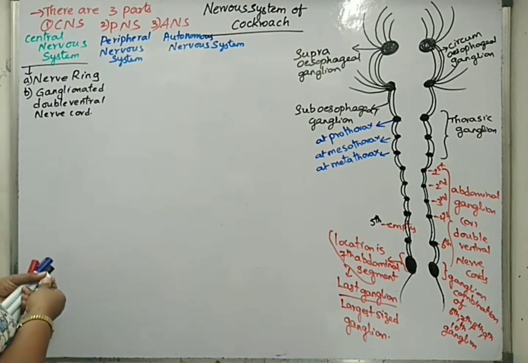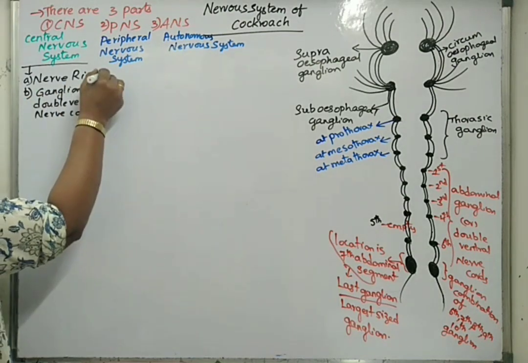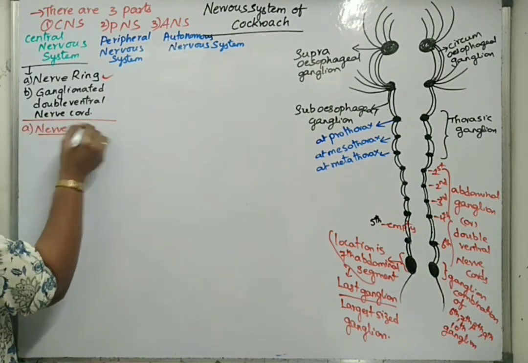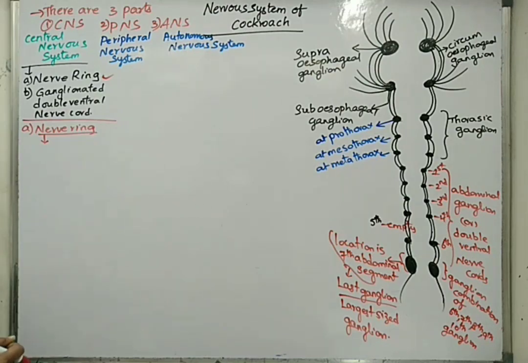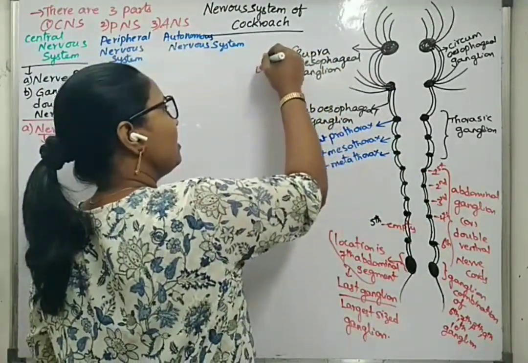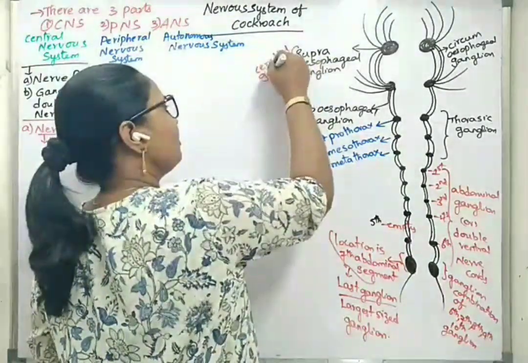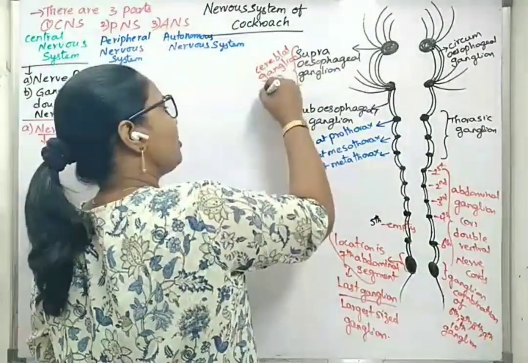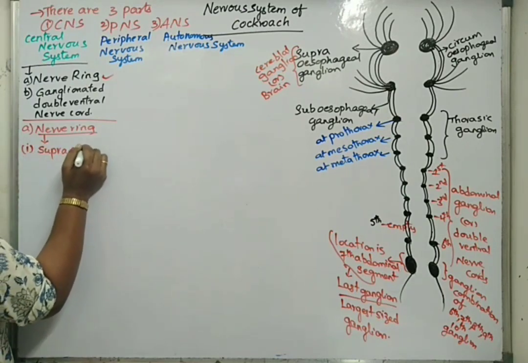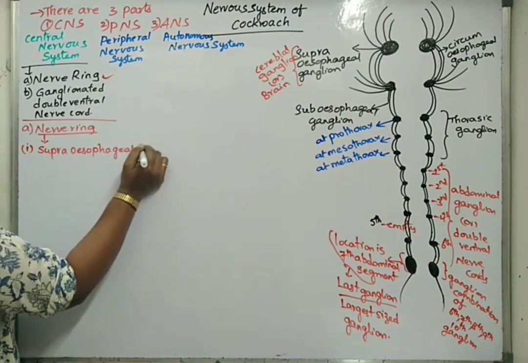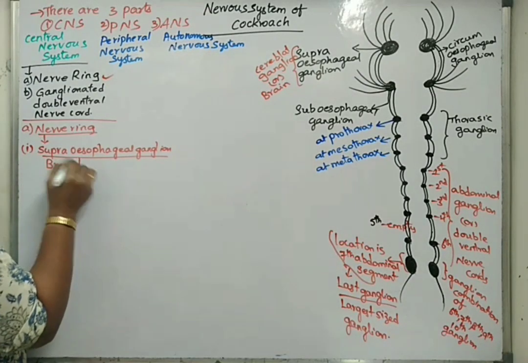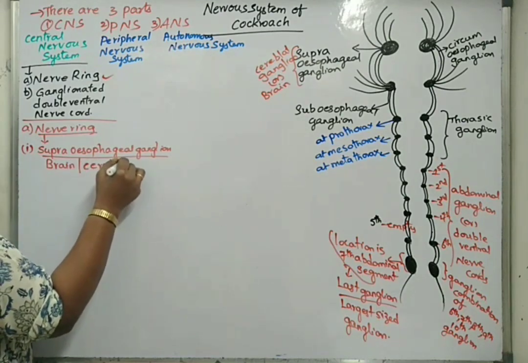Coming to the first one, nerve ring. This nerve ring is again divided into a few other parts. One is supraesophageal ganglion, which is also called cerebral ganglion, or which is also called brain. So first one, supraesophageal ganglion, which is also called brain or cerebral ganglion.